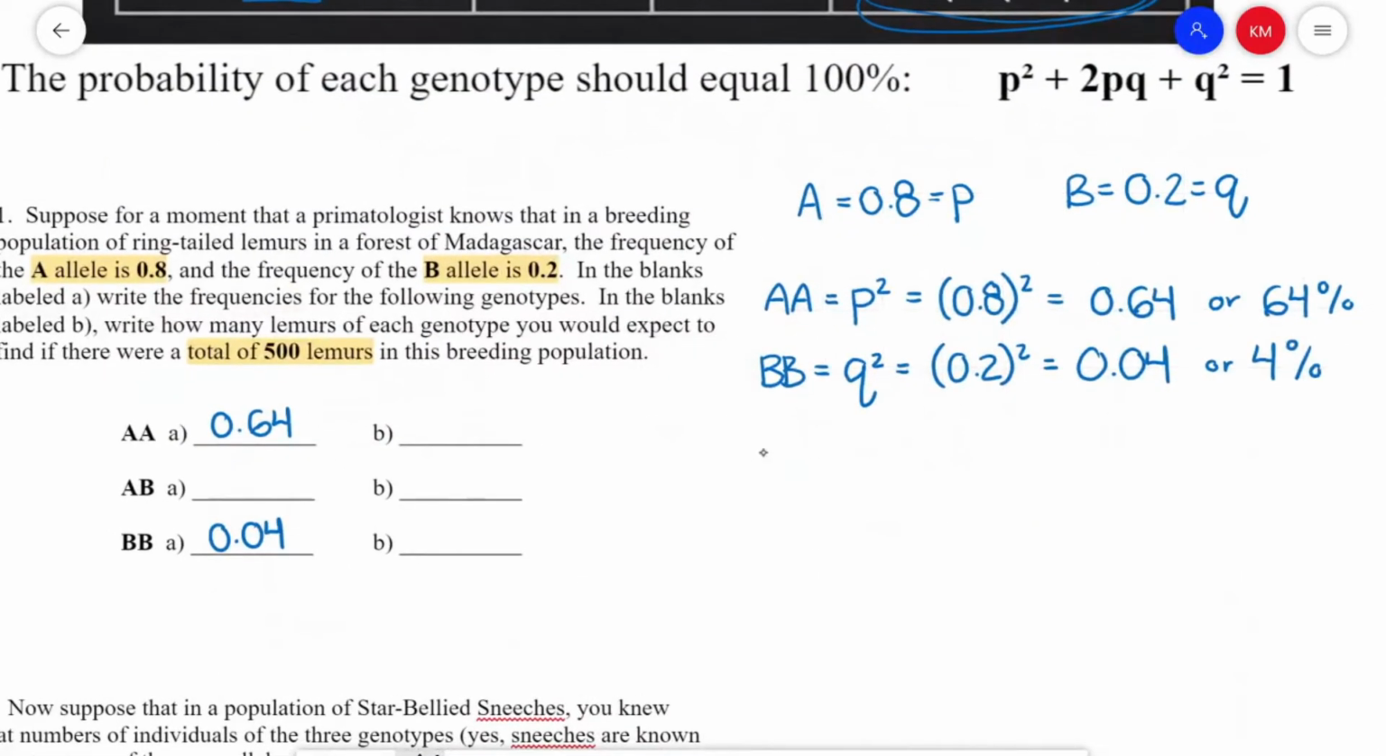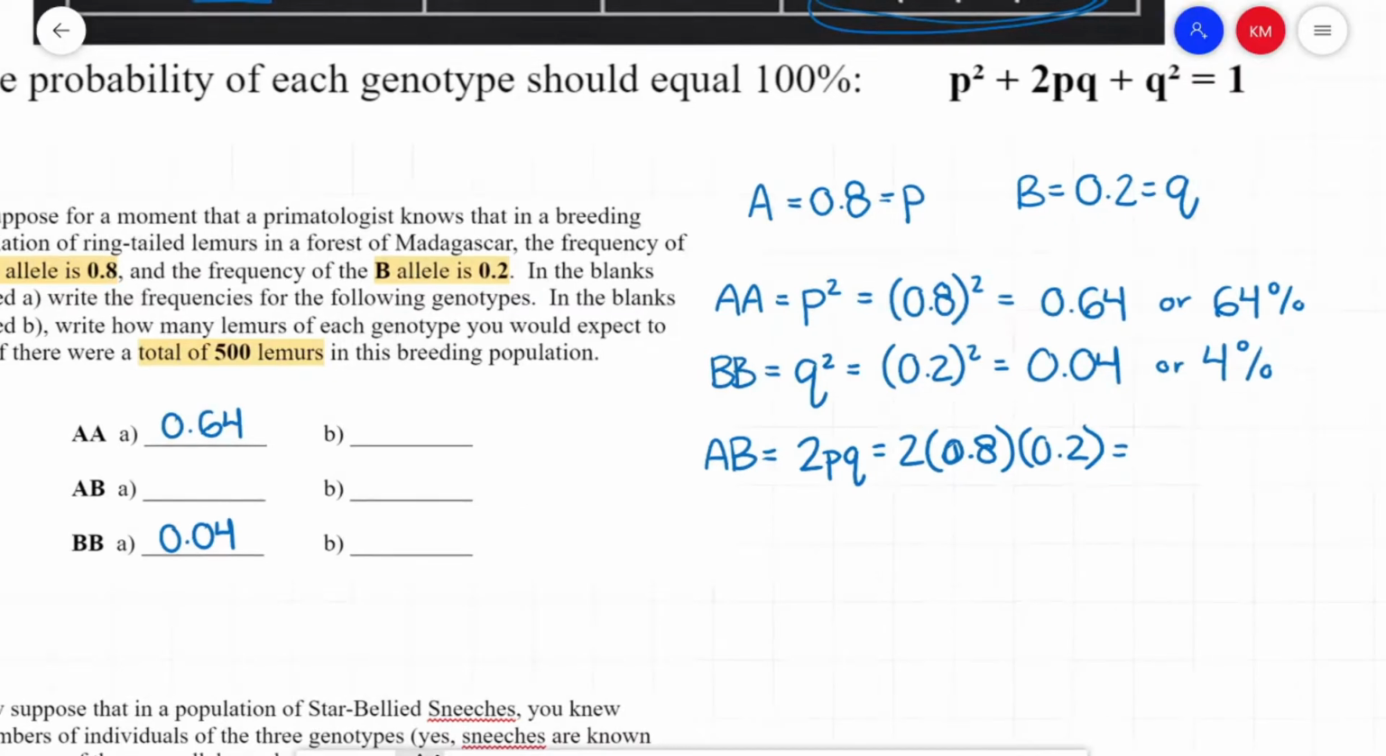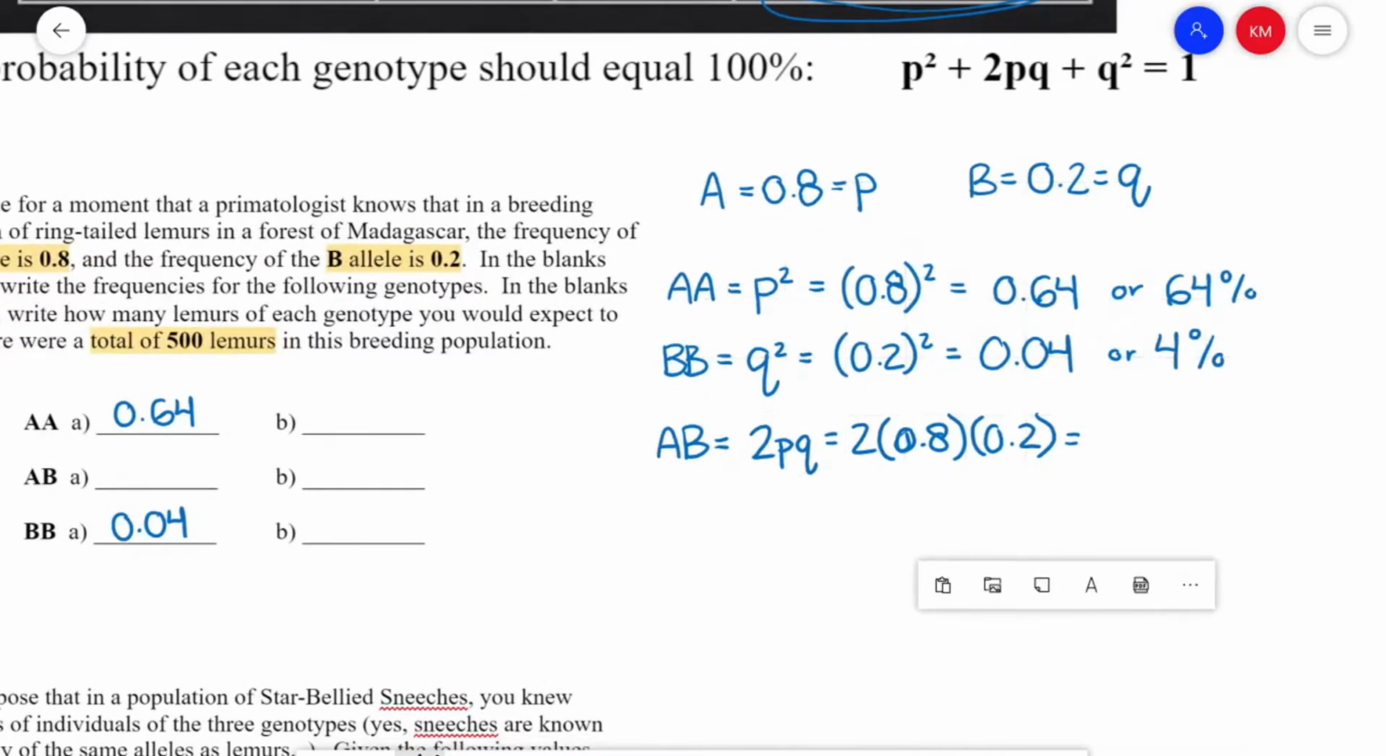So again, we're using the same numbers, but the equation's a little bit different. AB equals 2PQ. So we're doing 2 times the frequency of the A allele, which was 0.8, times the frequency of the B allele, 0.2. And if you multiply that, you should get 0.32 or 32%.